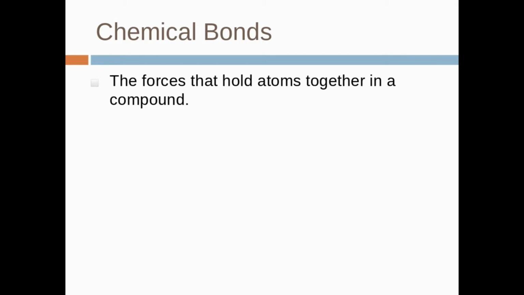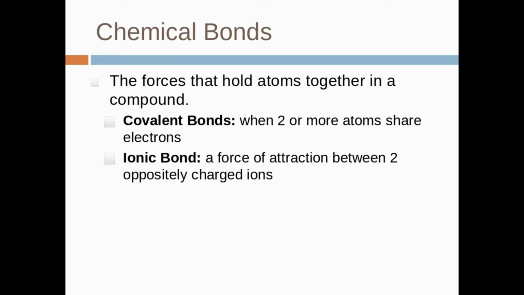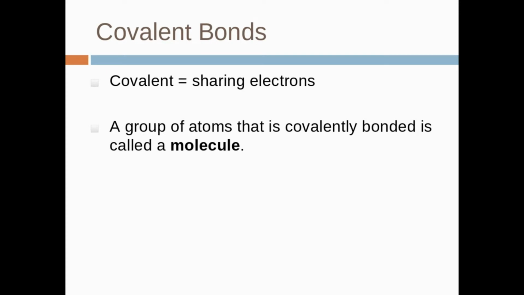So remember, chemical bonds are just forces that hold atoms together within a molecule or compound. When we have a covalent bond, two or more atoms are sharing electrons. And when we have an ionic bond, we have two atoms that have become charged. They become ions. And so it's that force of attraction between their opposite charges that holds them together. So covalent you can think of as just sharing electrons. If we have a group of atoms that is covalently bonded together, we call that a molecule. And that could be atoms that are the same or atoms that are different.